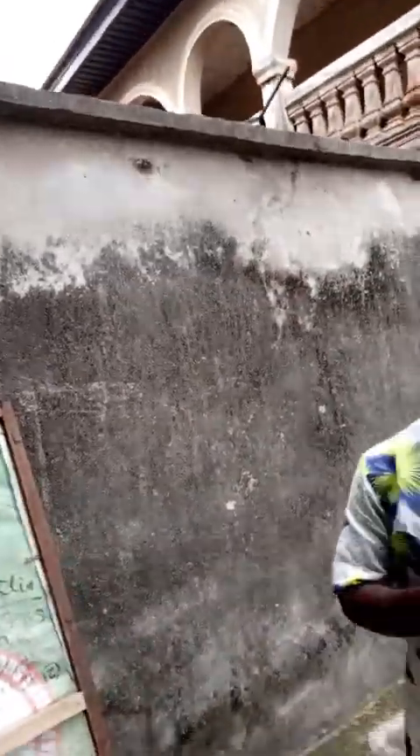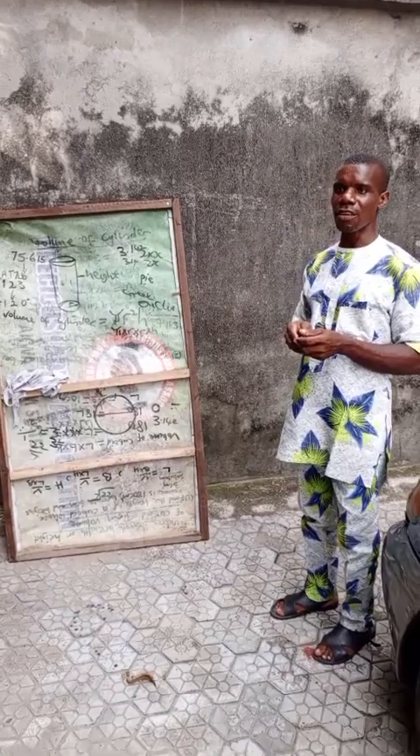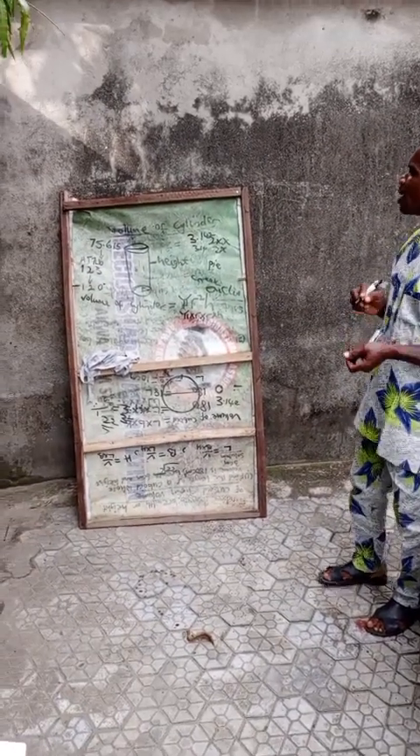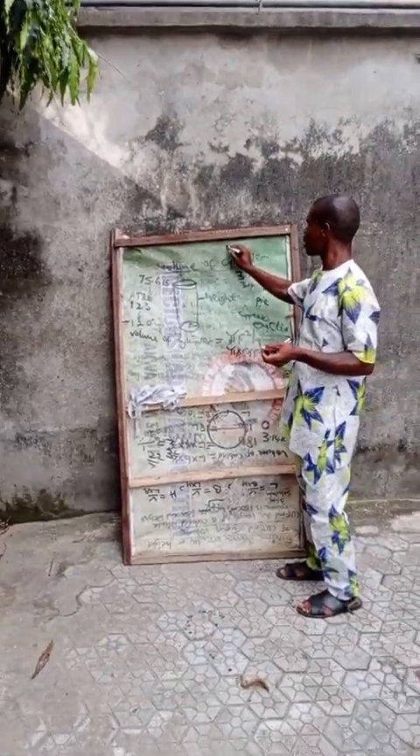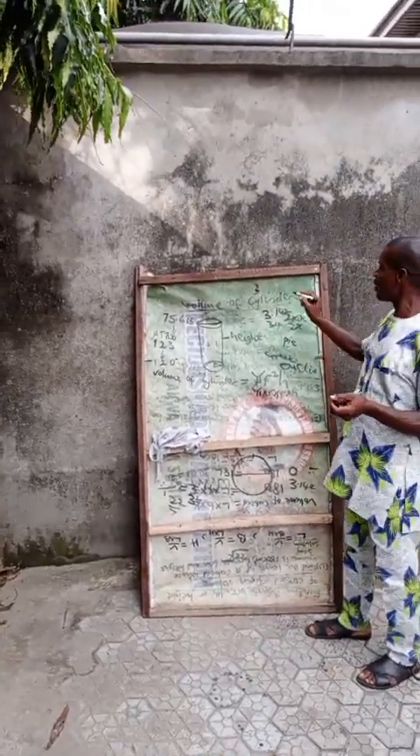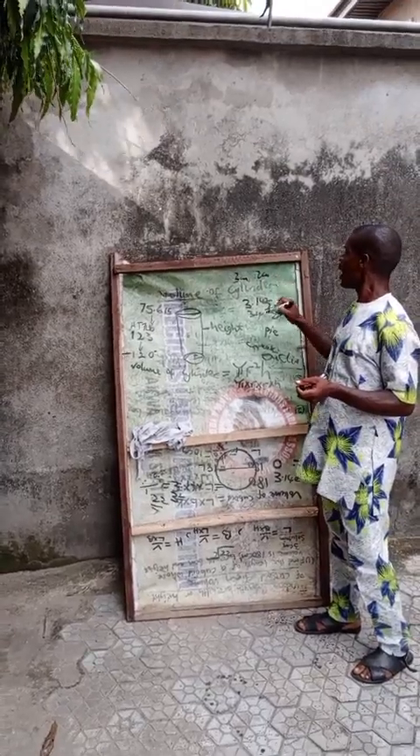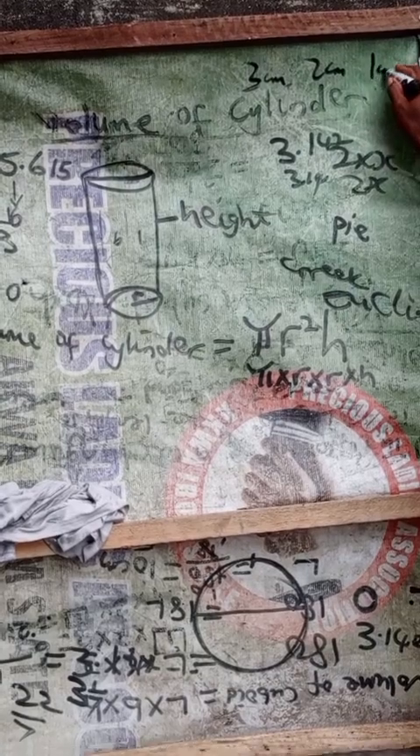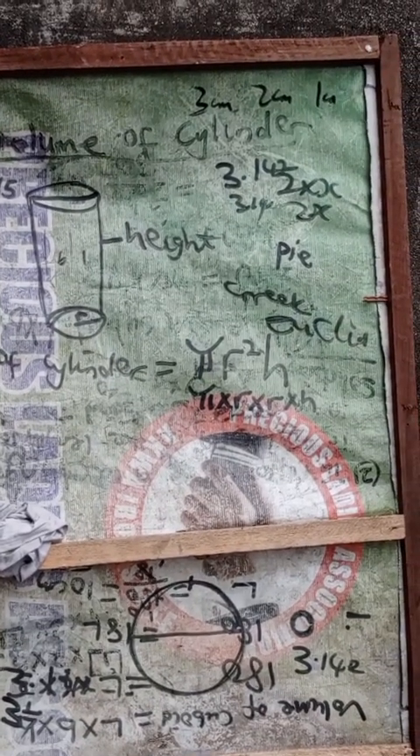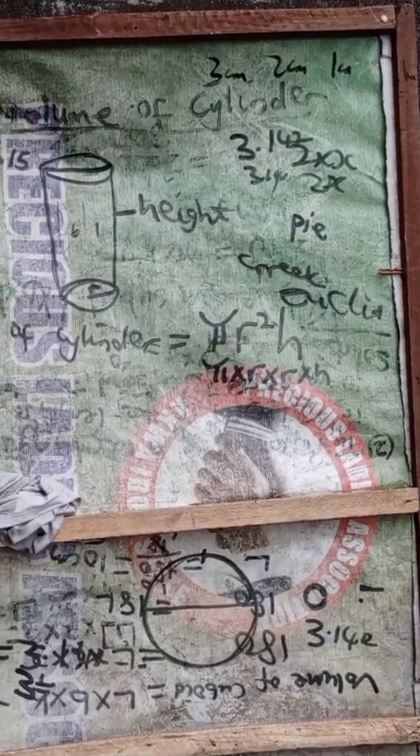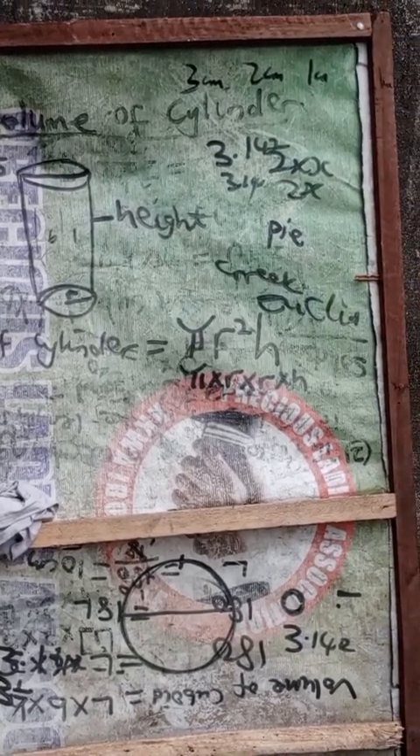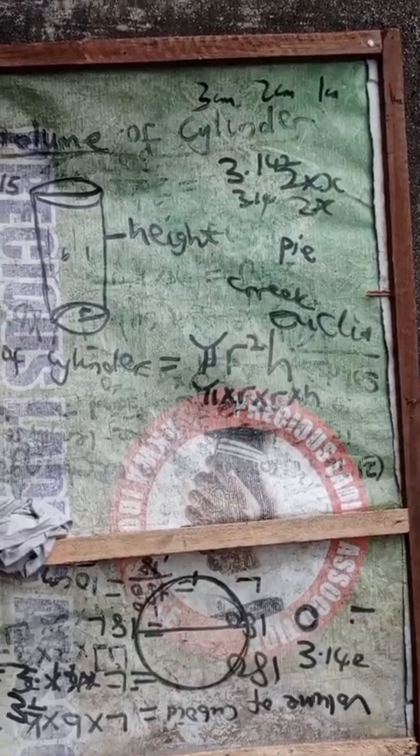We went on to do the volume of a cuboid. What is the formula for finding the volume of a cuboid? Length times breadth times height. If the length of a cuboid is 3 cm, the height 2 cm, and the breadth 1 cm, what will be the volume of that cuboid? 6 cm. 6 square cm? Not square. 6 cm cube. Correct, 6 cm cube.